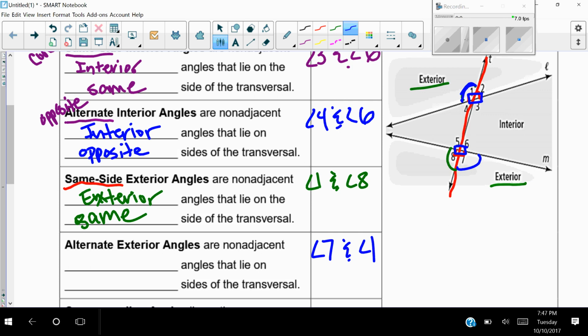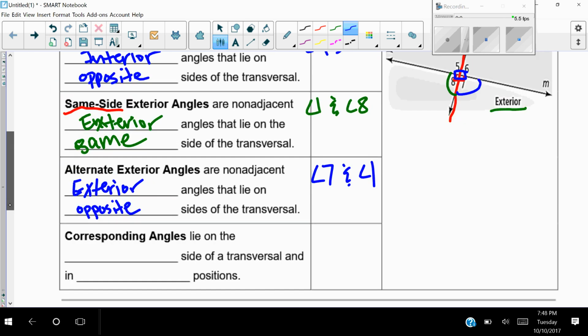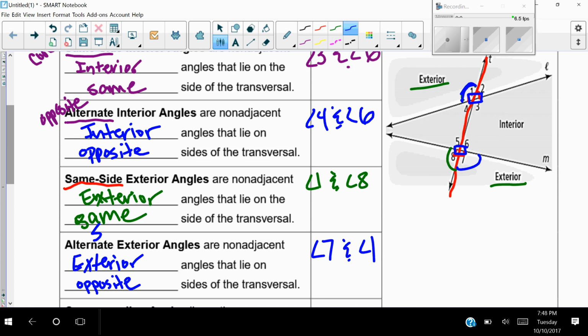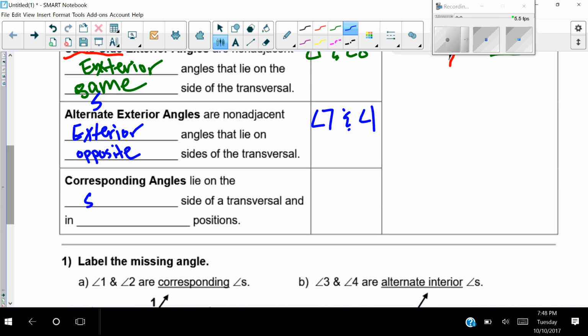So alternating exterior angles are angles that are on the exterior, angles that lie on the opposite sides of the transversal. We have one more. This one is called corresponding angles, and this one is usually the hardest for people to see. Write this down first. Corresponding angles lie on the same side of the transversal in the same position.